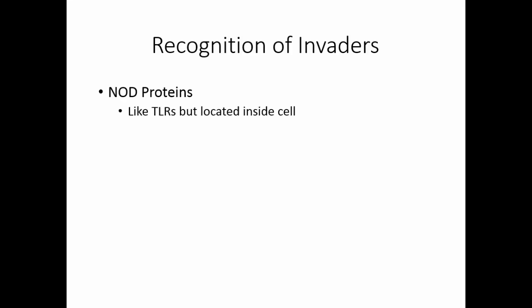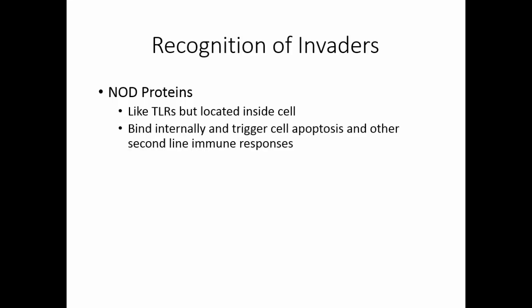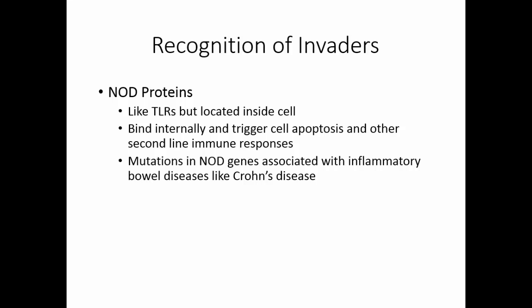The NOD proteins are like the toll-like receptors, but they're located inside the cell. They bind internally and they will trigger cell death by apoptosis. They also trigger other second-line immune responses. It's believed that mutations in the NOD genes may be associated with inflammatory bowel diseases like Crohn's disease.